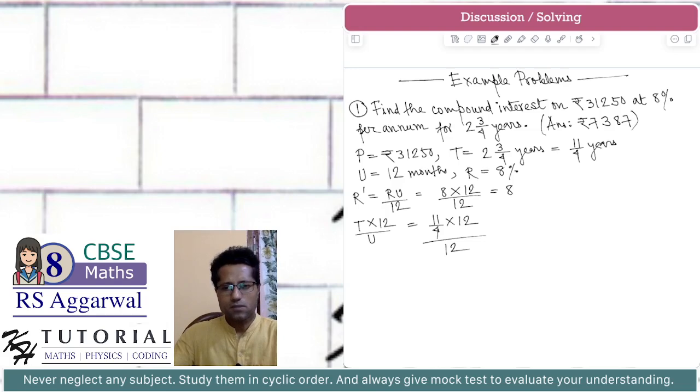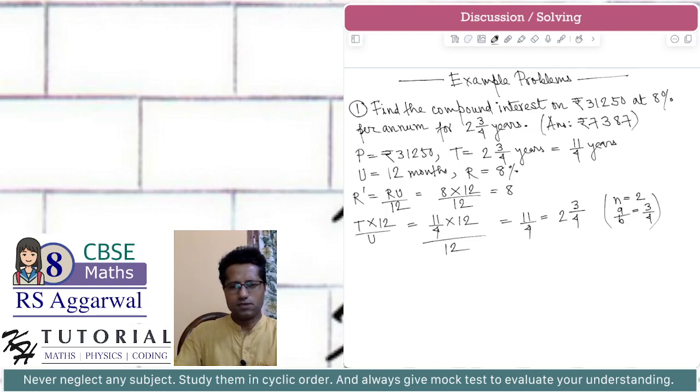Okay. This is 11 by 4, and this is back to 2 and 3 by 4. So we can see that T multiplied by 12 divided by U is 2 and 3 by 4. So as per the theoretical discussion, you can see that n is equal to 2 and a by b is equal to 3 by 4.